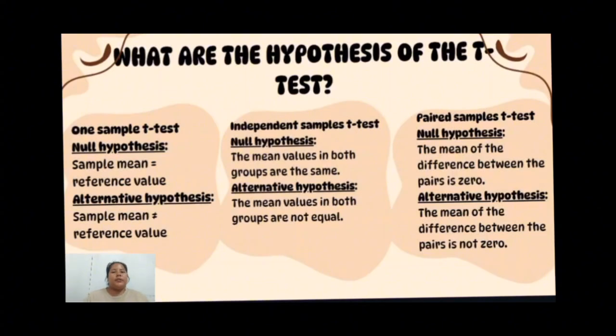Lastly, the hypotheses of the paired sample t-test. The null hypothesis is that the mean of the difference between the two pairs is 0, while the alternative hypothesis is that the mean of the difference between the two pairs is not 0. So it's understandable, right?